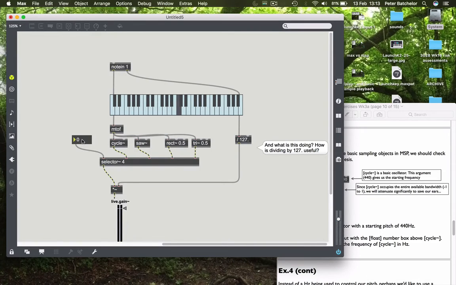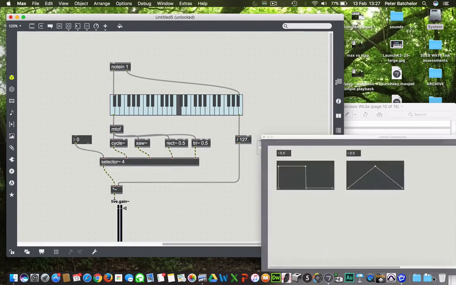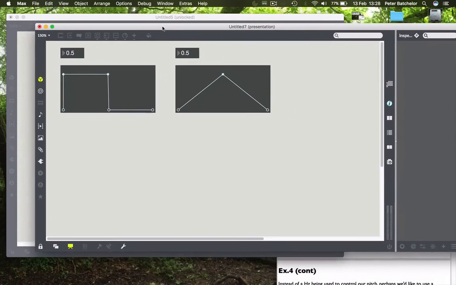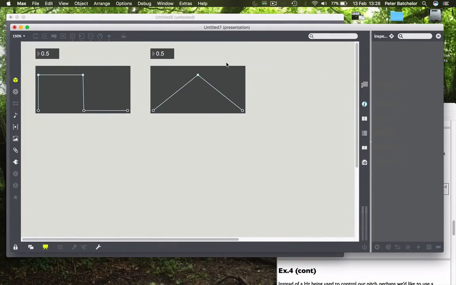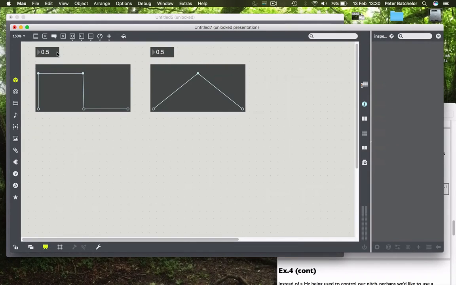Okay, so we heard a square wave coming from the rect object, and we heard a triangle wave coming from the tri object. So, just coming back very briefly to this 0.5 business. Basically it represents, in both cases, the rect and the tri, what's called the duty cycle. And in the case of the square wave, or the rectangle object, I could change that.